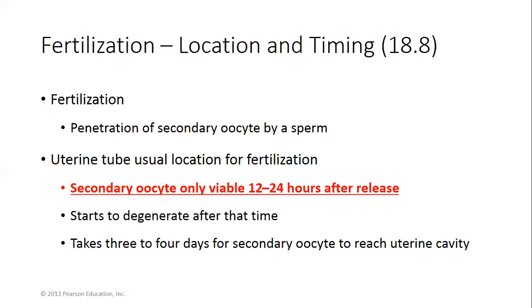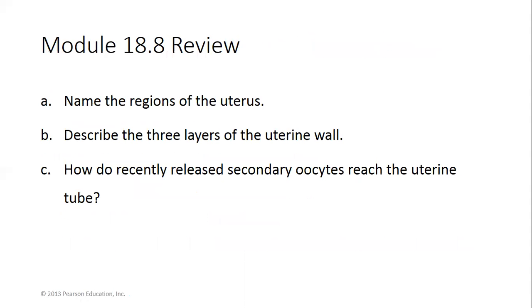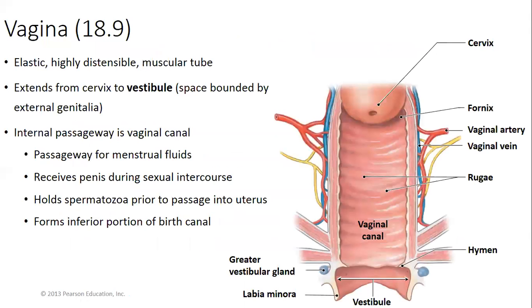It takes 3 to 4 days for the secondary oocyte to actually reach the uterine cavity. So its travel time is relatively long from fertilization to the point where it enters the uterine cavity. If that doesn't occur, again, a menstrual period happens and gets rid of all the machinery that the uterus once had that would allow for implantation of baby and growth.